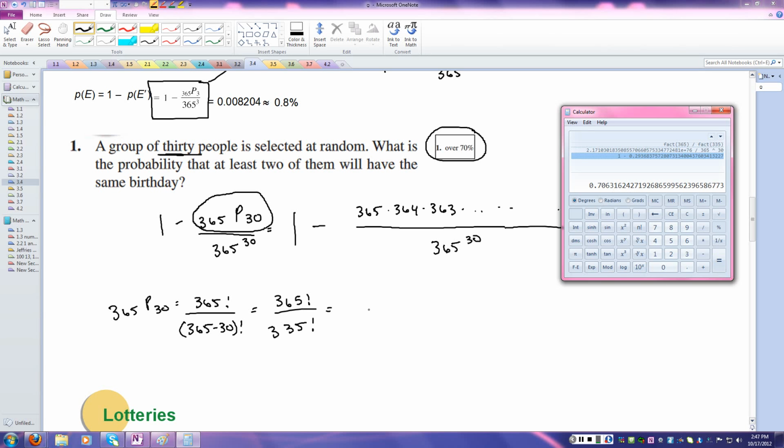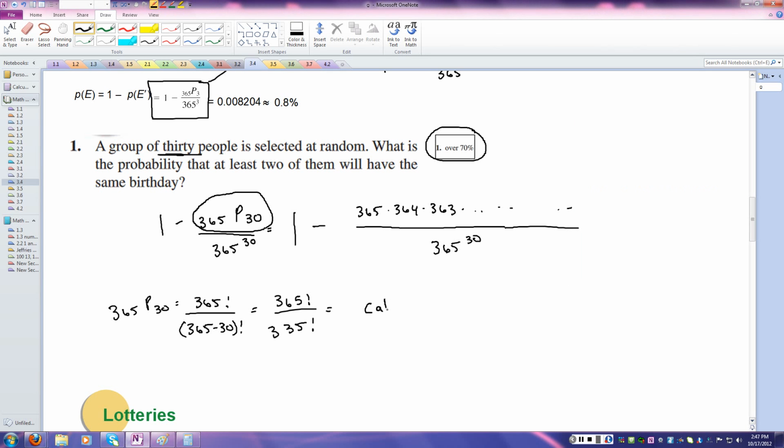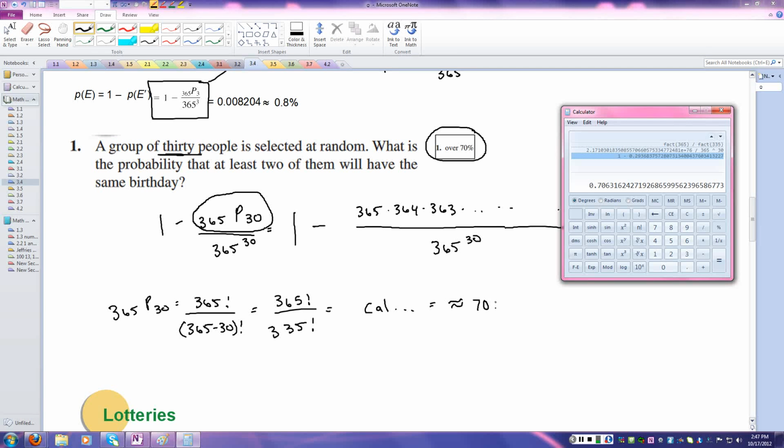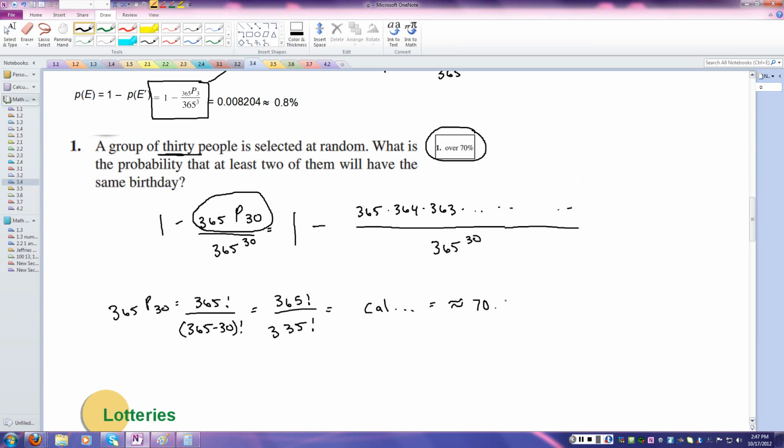So if I look at my calculator, I get approximately 70.63%. So that's over 70%. Over 70% chance that two people share the same birthday in a group of 30.